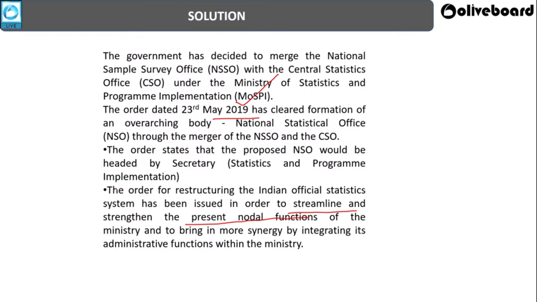And remember that after this merger, this NSO will be a body that is going to be headed by the Secretary of Statistics and Program Implementation. So who is going to head the National Statistics Office? It is the Secretary of Statistics and Program Implementation. Though there are several concerns being raised that NSSO is going to lose its autonomy and independence, this was a move that was long overdue, we can say, right?